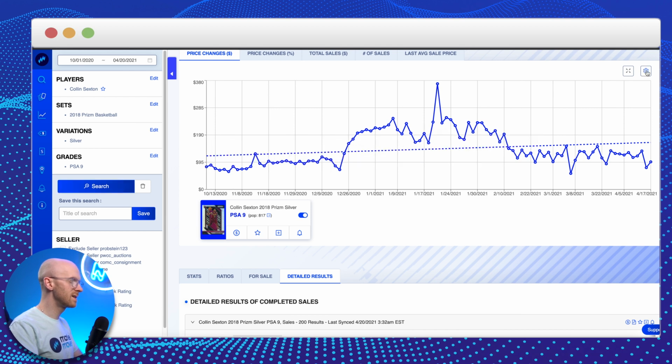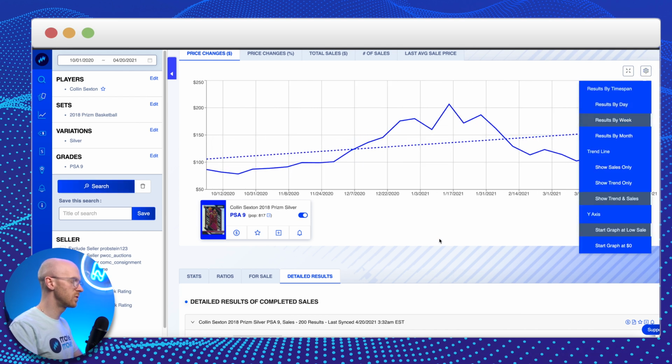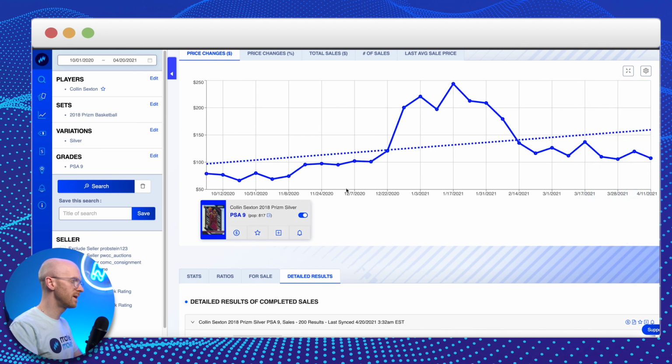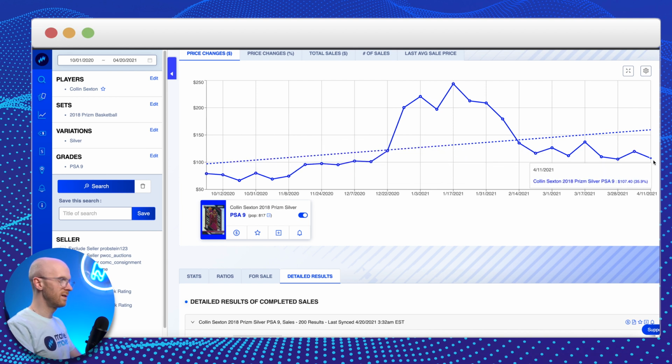Anytime I see something like this, and I like to just maybe show it by week, kind of clean it up a little bit, that screams opportunity to me. You're back down to a point where if you can get this card for under $100, $100 or less, you have a real nice play there.